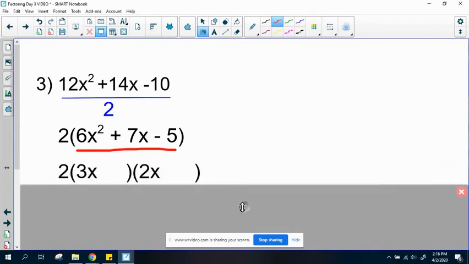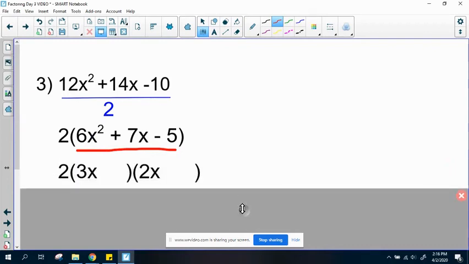I would try 3 and 2, and it doesn't matter if you put 2 and then 3. That doesn't matter, okay? And now I'm looking at 5. My last term is negative, so that means I'm going to have one positive and one negative, and I've got to figure out which one is which. But 5 is actually a nice number because there's only one way to get 5. It's either 5 and 1 or 1 and 5.